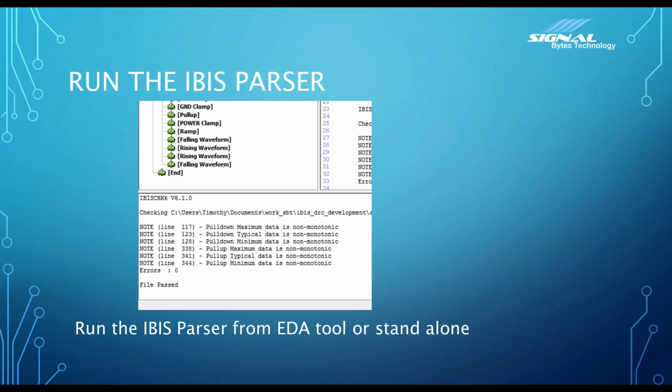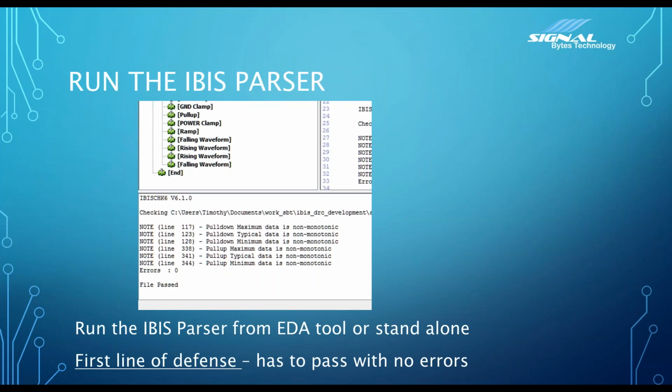The only recommendation I have for this is don't wait till you run your simulations. There are some EDA tools where it'll run the IBIS parser, but it runs it in real time, so you have to set up a simulation in order to run it. There's no point in setting up a full 64-bit, hundreds of signals to simulate, and then waiting for the tool to crash and seeing that it's an IBIS error problem. Get the standalone parser and run it from that, and make sure that it works before you get too far along down the road.